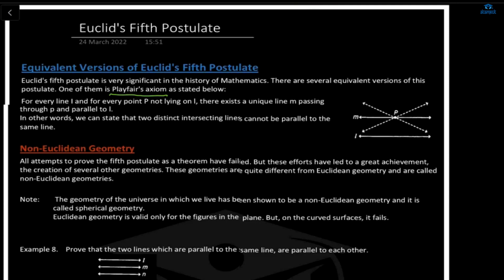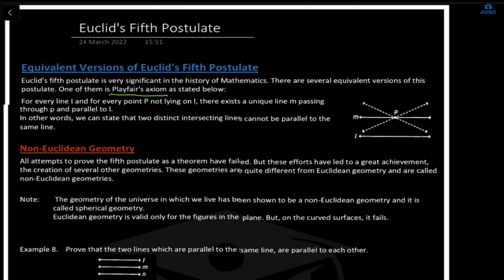For every line L, and for every point E not lying on L, you can take any point E which is not lying on L. The condition is that it is not lying on L. There exists a unique line M passing through E and is parallel to L. So the point that is not lying on L, there exists a line which is passing through that point, and it is parallel to L.